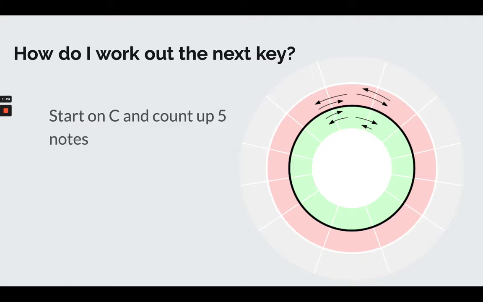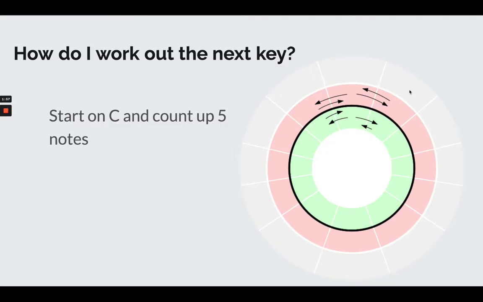So, how do I work out the next key? Here we have an empty circle of fifths. So we have a C at the top here. To get to the next key over here, we have to count up 5 notes starting from C. So here we have C. Let's count up 5. C, D, E, F, G. Okay, so this next key we know is going to be G.